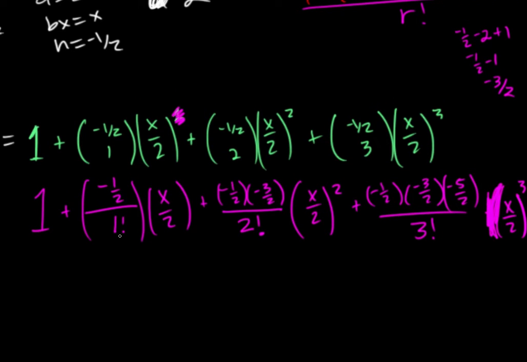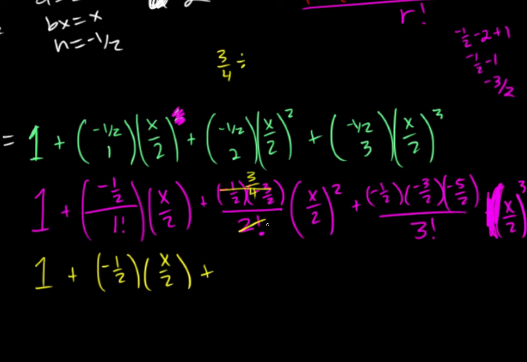Okay, negative 1/2 divided by 1 is just going to be negative 1/2. This one, we can do negative 1 times negative 3, which will give us a positive 3. 2 times 2, which is going to give us a 4. And then 3/4 divided by 2 factorial, which is just 2. We can flip the second one. So we're going to get 3/8.